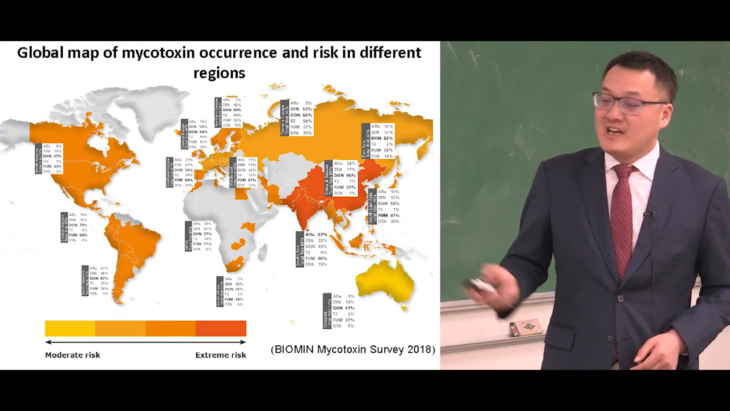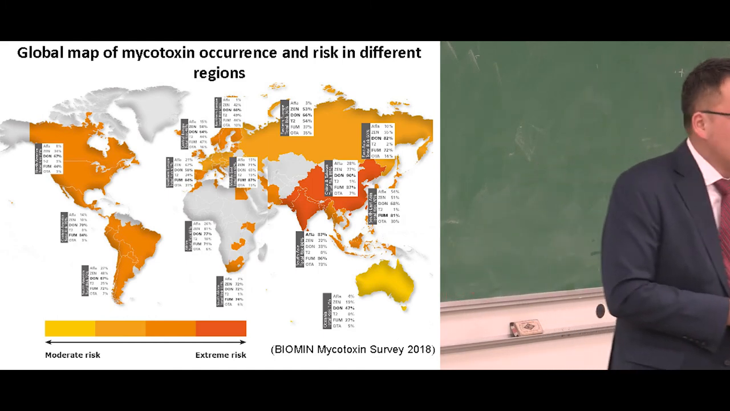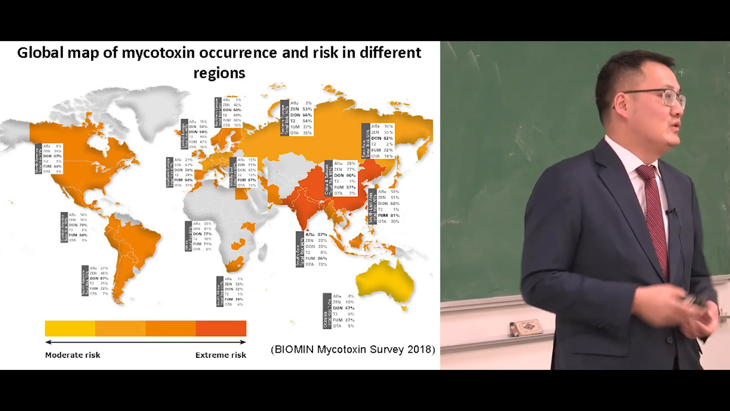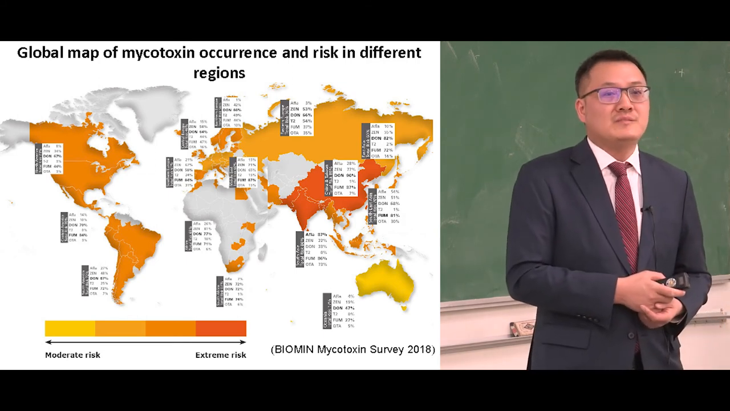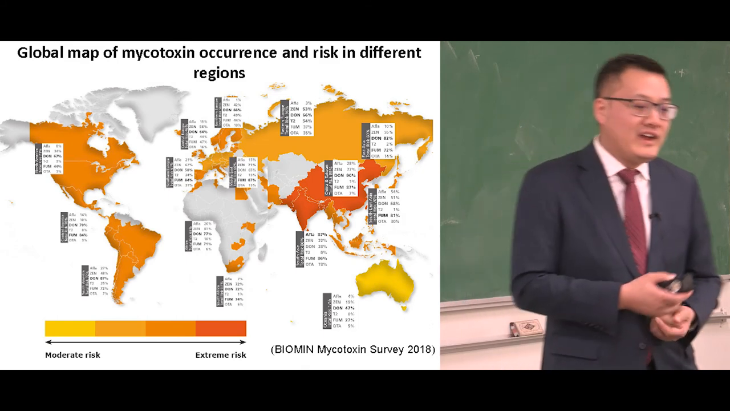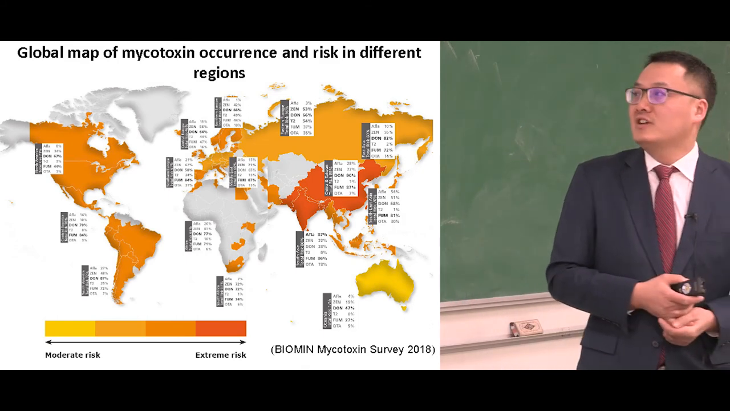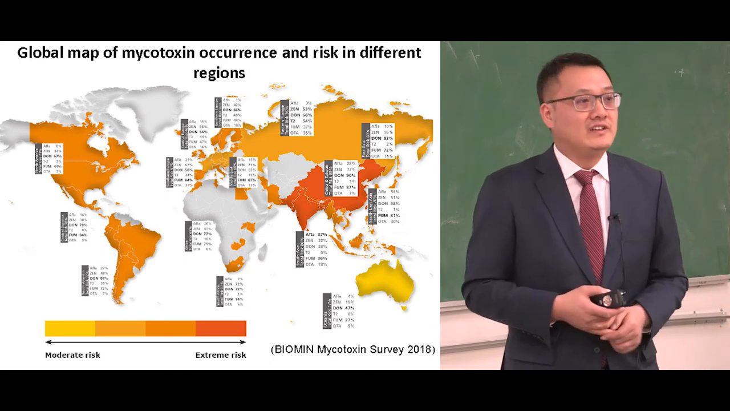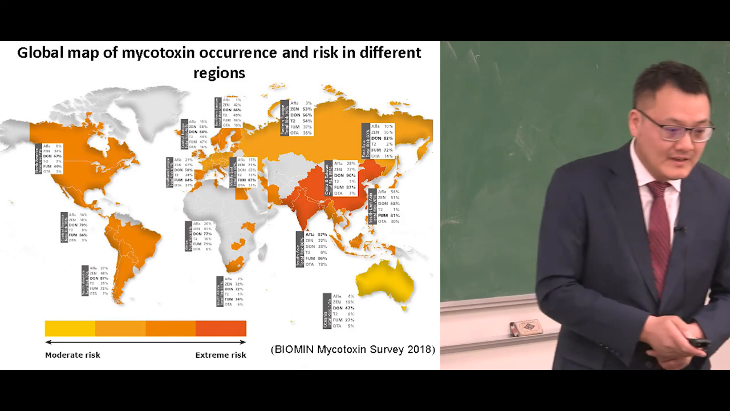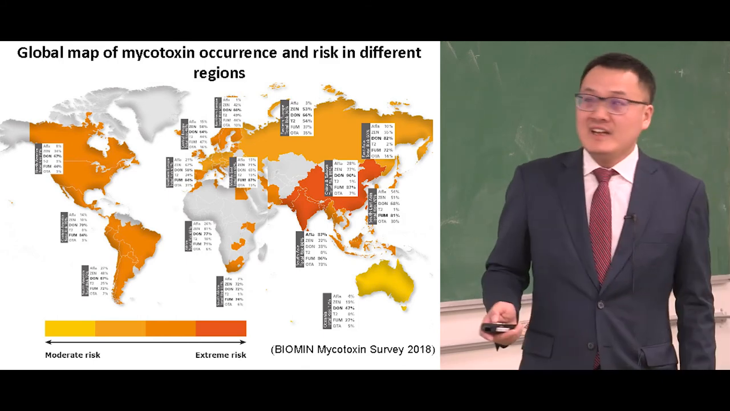From this map, you can see mycotoxin contamination is becoming a global issue now, especially in the livestock sector. So we need to find a way to detect mycotoxin contamination and monitor the risk for the feed industry.